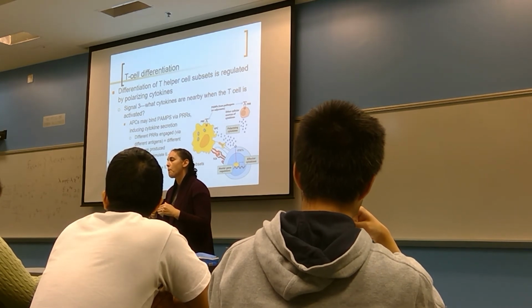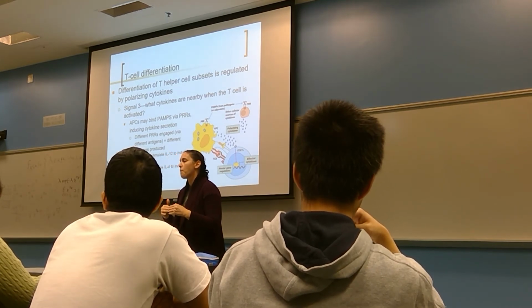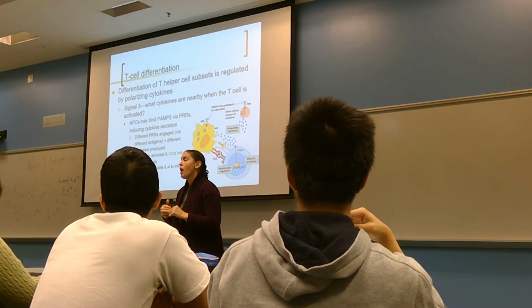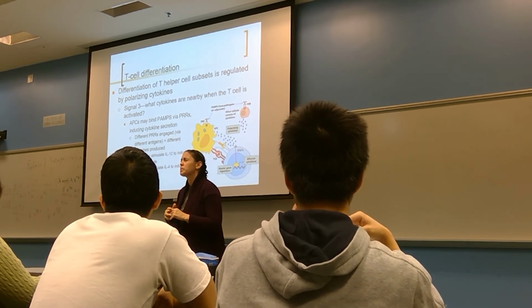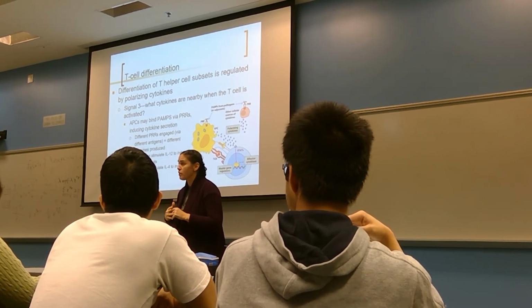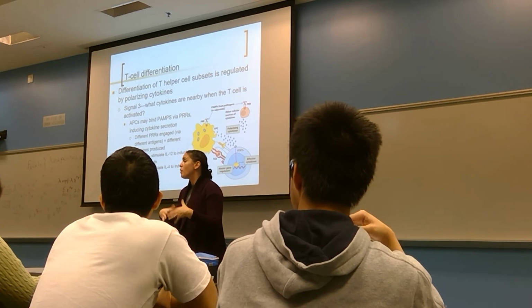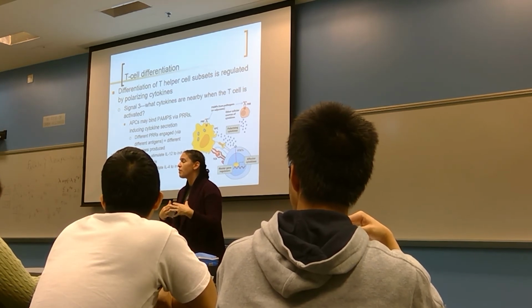But the cytotoxic T cells, do they not have receptors for IL-4 or IL-12? They won't have a receptor really for IL-4. IL-12, yes, IL-12 definitely does. They're capable of making them, but I'm unaware of them making IL-4 receptors.